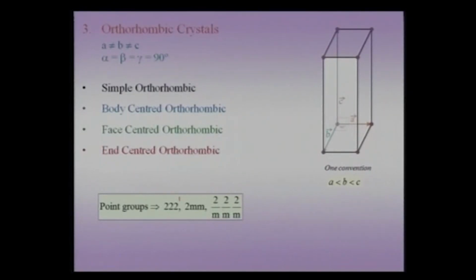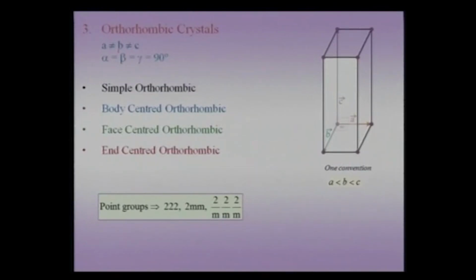All orthorhombic lattices, any one of these 4, would always have the highest symmetry, which would be 2/m 2/m 2/m symmetry, while crystals based on these lattices could have a lower symmetry, which could be 222 or 2mm symmetry. And we have also seen one convention which is typically used to describe the unit cell, wherein a is less than b is less than c, and we have already noticed that this is the interrelationship among the lattice parameters for the orthorhombic crystals.